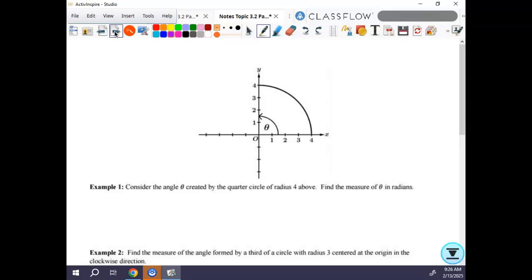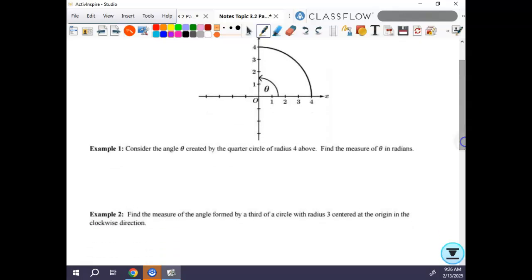So flip this over. We kind of already know this answer, but we're going to pretend like we don't so we can go through the process, because we may be given a question like this for an angle we don't just know, okay? So it says, consider theta created by the quarter circle with radius 4 above. I'm going to find the measure of theta in radians. So remember that theta is equal to arc length over the radius.